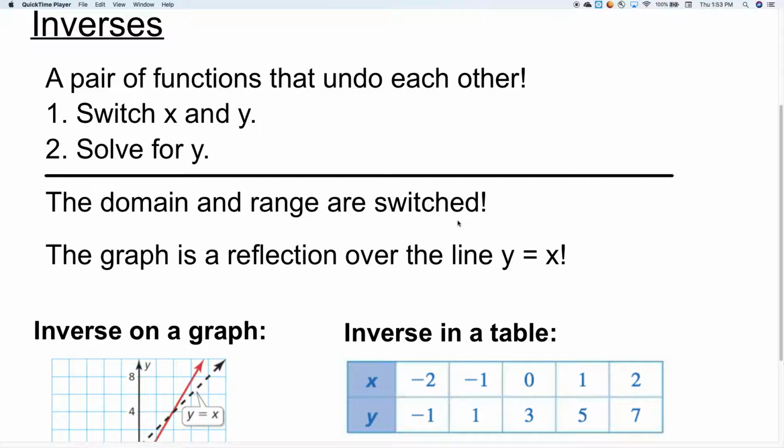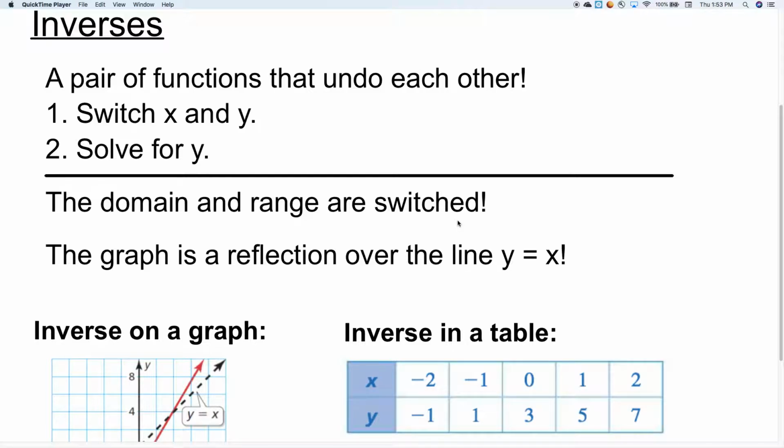Now, if you switch x and y, remember x is always your domain and y is always your range. Well, if you switch the x's and the y's, then the domain and range also switch. Okay, so domain and range are switched. And visually, what you're going to see is your graph has been reflected over the line y equals x.